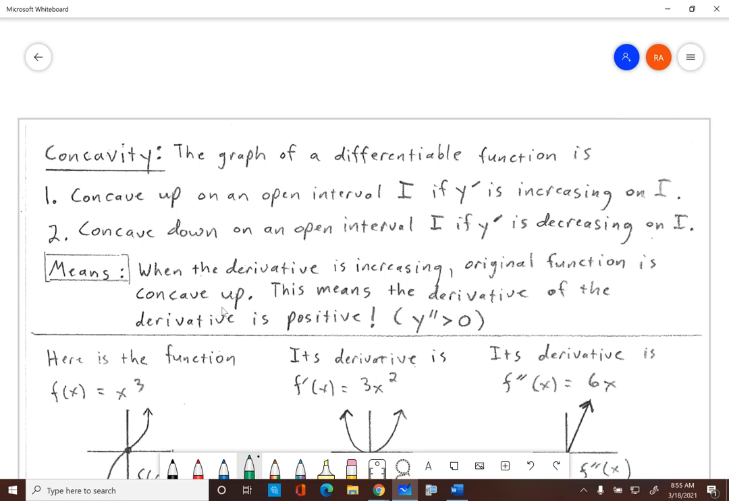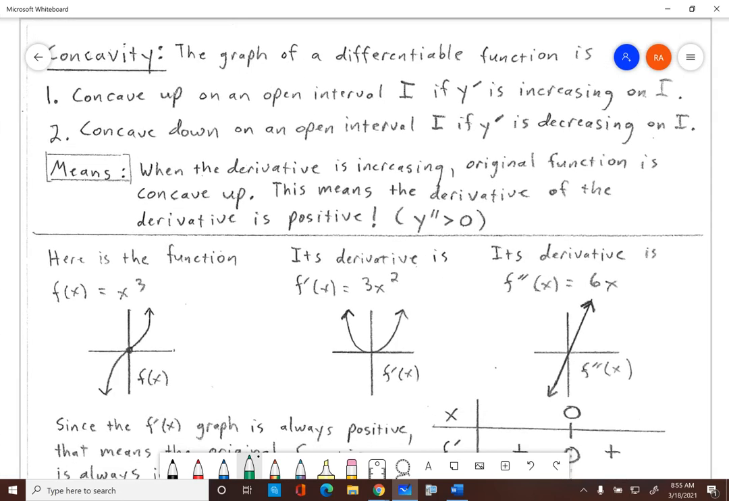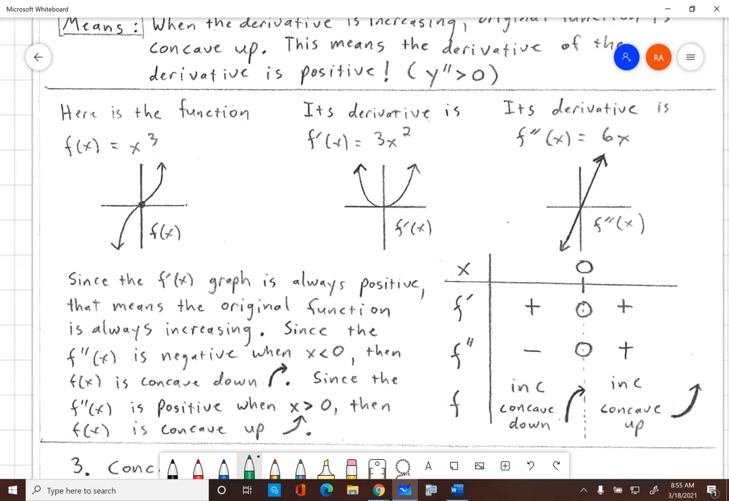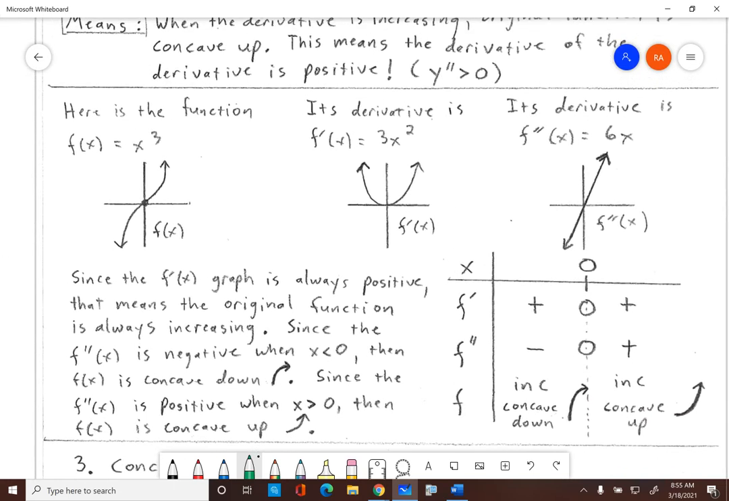So here's a little recap on that. When the derivative is increasing, the original function is concave up. This means the derivative of the derivative is positive. So let's take a look at that and see what that means. But really what the recap is now, we're looking at the positives and negatives of the second derivative. And the positives and negatives of the second derivative are going to determine the concavity of the original function.